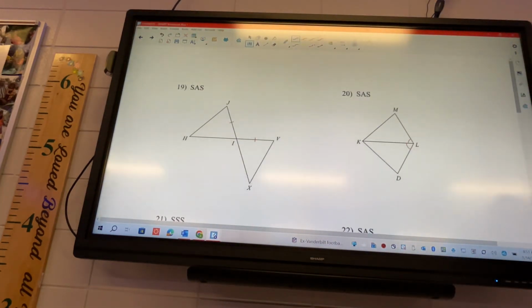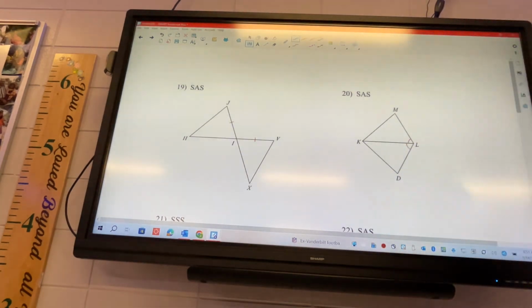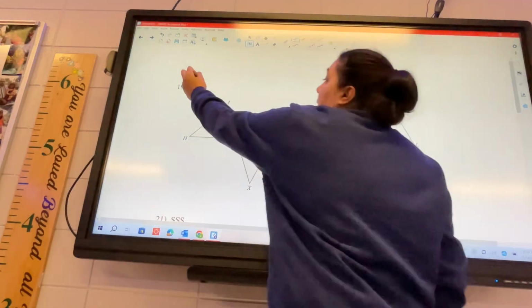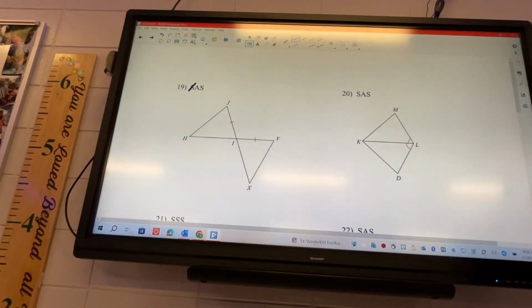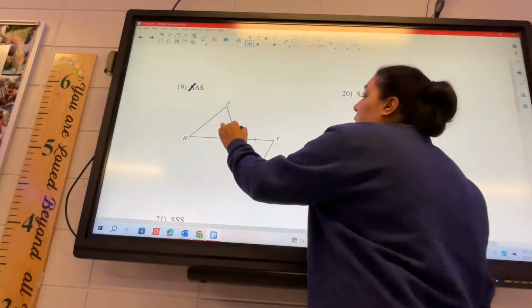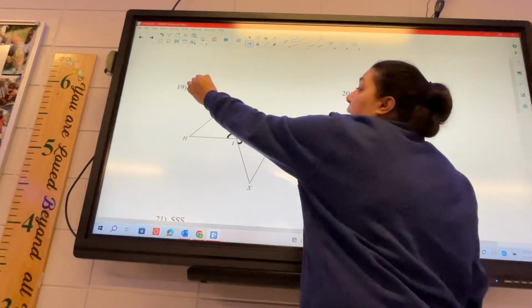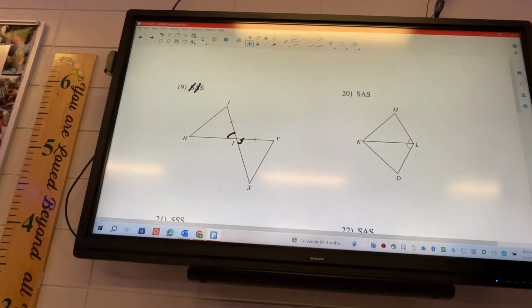Look at number 19. It says side, angle, side, okay? What do we have already? What's marked for us? Side. One side, okay? And we know that these are touching, so that says we can mark what? Angle. The angle's in the middle. Okay? And so that does my other A. Now, what do I have left that I need to mark? The other side. Okay?